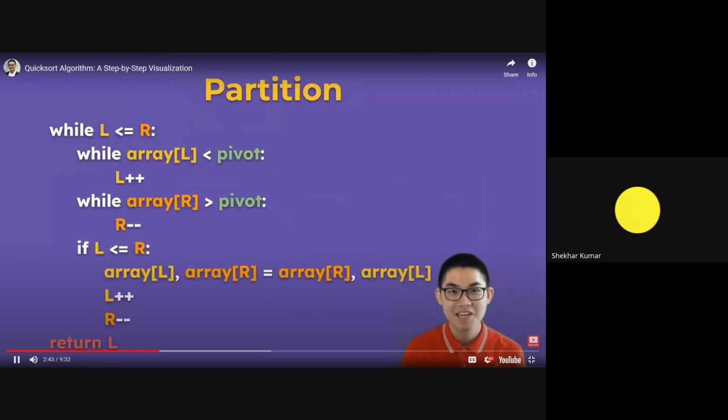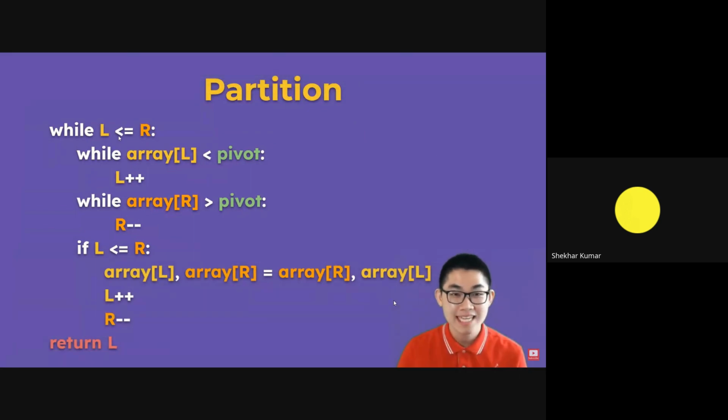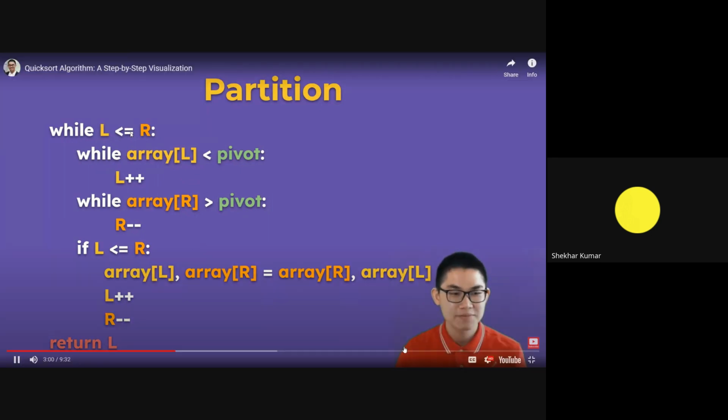Okay. Before we move on to the next step, let's first summarize the partition game. While L is less than or equal to R, basically this just means repeat these following steps until L and R cross each other. And that's when the game finishes. While the number in the array at L is smaller than the pivot, we move L to the right.